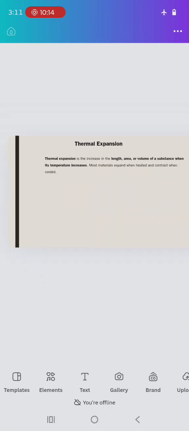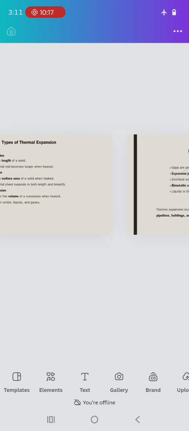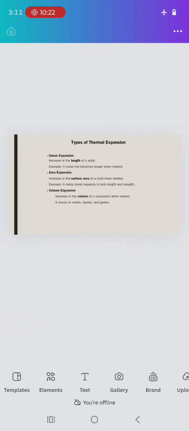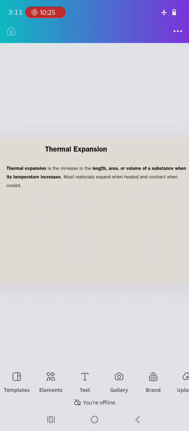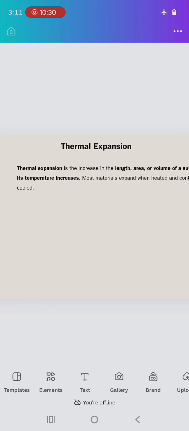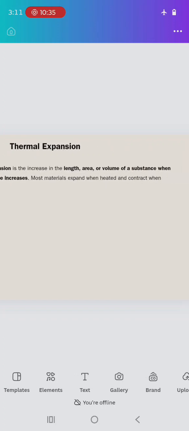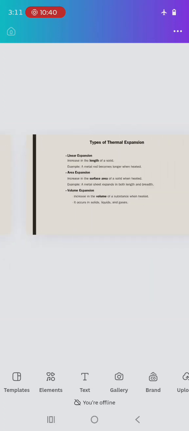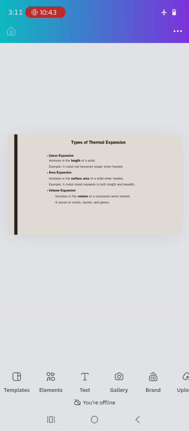Then thermal expansion. What is thermal expansion? Thermal expansion is the increase in the length, area, or volume of a substance when its temperature increases. Most materials expand when heated and contract when cooled. This is the definition of thermal expansion. The types of thermal expansion: linear expansion, area expansion, volume expansion.